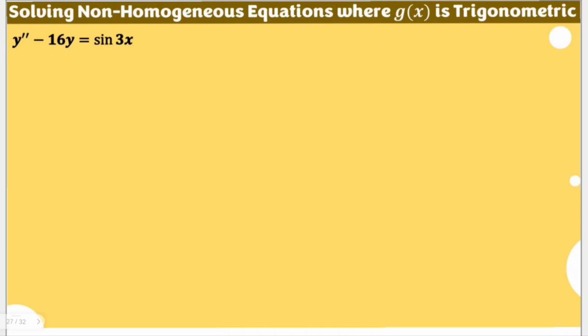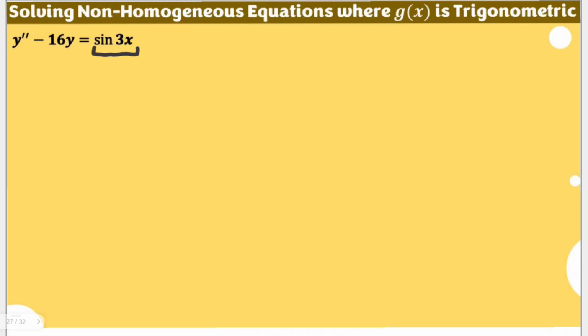Hello again. This is another example of a non-homogeneous higher order equation, specifically where the g of x, or the function that can be found on the right hand side, is trigonometric in nature. Specifically here, it's a sine function, which is an example of a trigonometric function.